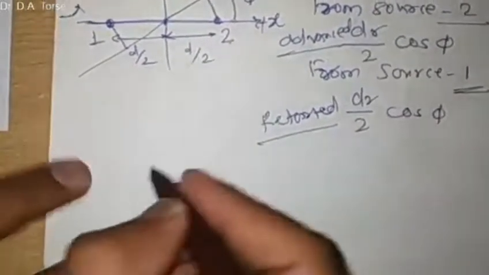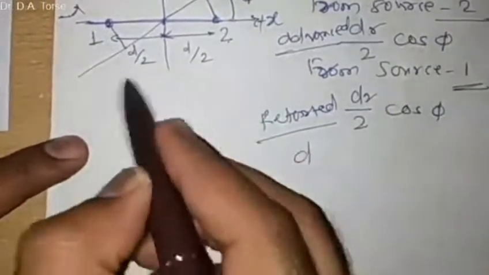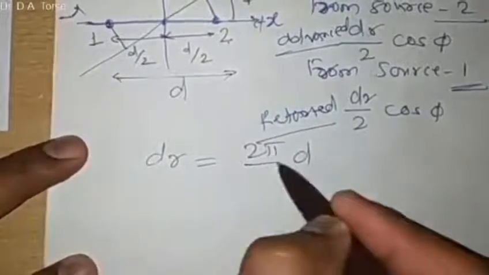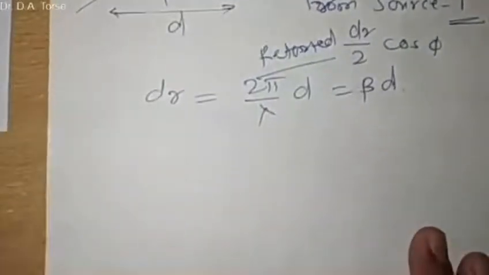where dr, as we mentioned earlier, is the distance in radians, which is the total distance d in meters multiplied by 2 pi by lambda, which becomes beta d. So dr is measured in radians.